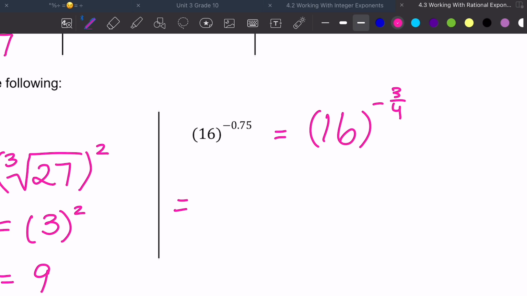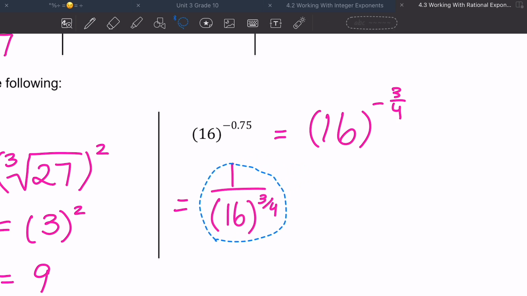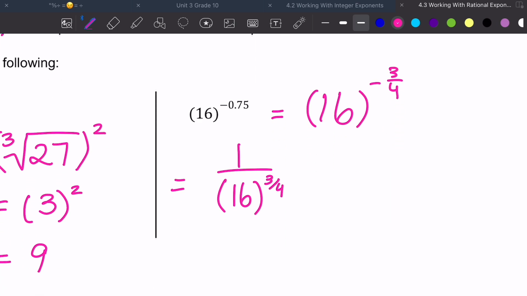Okay, 1. I don't need this extra bracket. Oh my God, I'm so off today. 16 and then 3 over 4. That's what I meant by flipping. I just flipped my brain upside down. I need a nap. And then we can put it in our root.